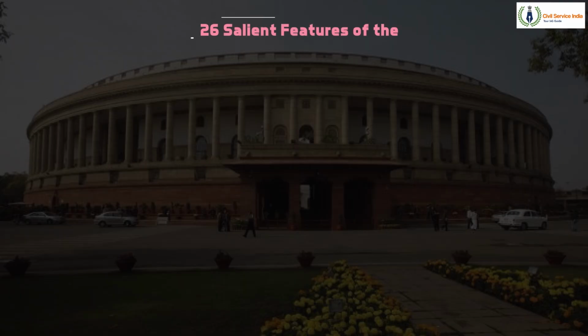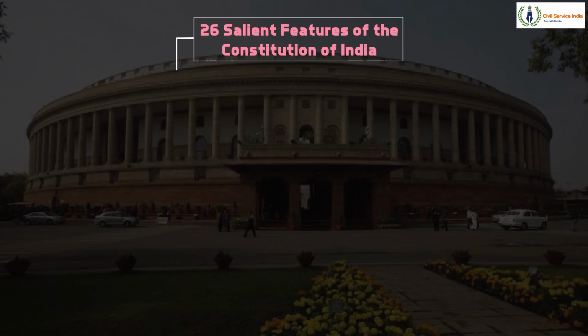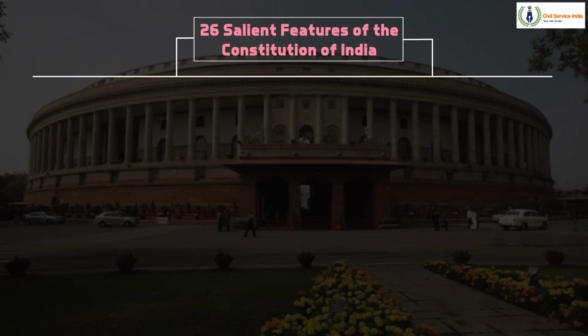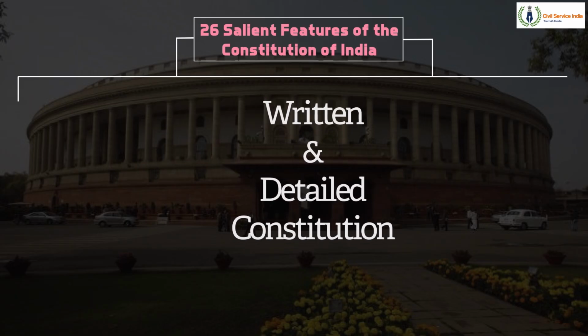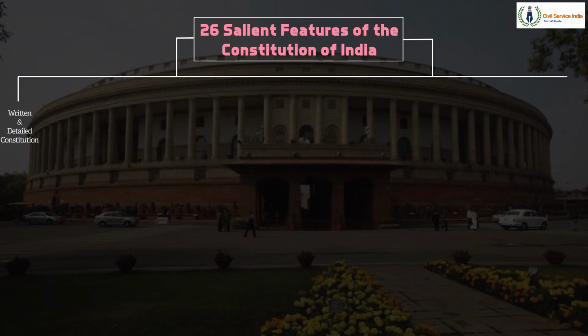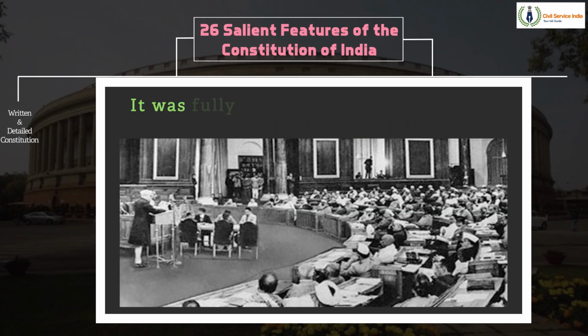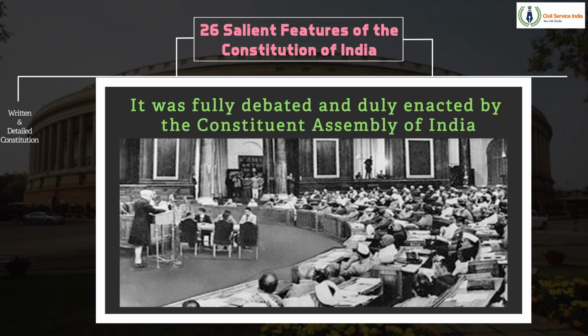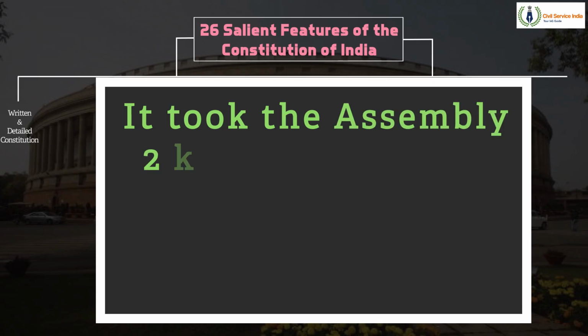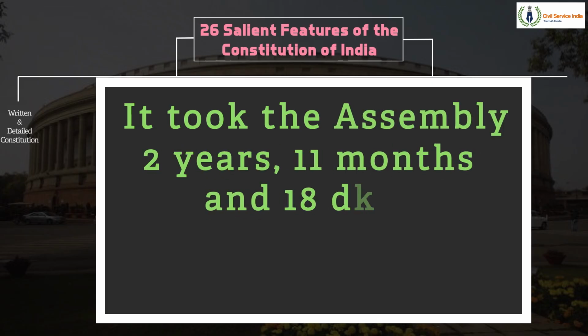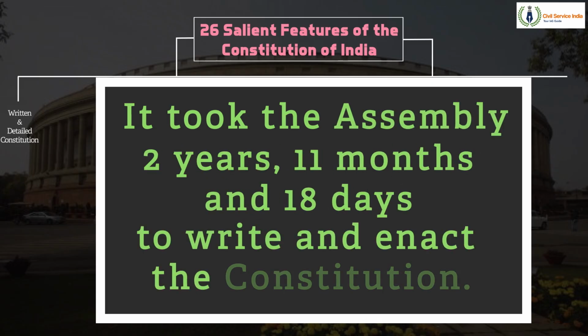Salient features of the Constitution of India. The salient features of the Constitution of India are as follows. Written and detailed Constitution. The Constitution is a wholly written document that incorporates the constitutional law of India. It was fully debated and duly enacted by the Constituent Assembly of India. It took the Assembly 2 years, 11 months and 18 days to write and enact the Constitution.